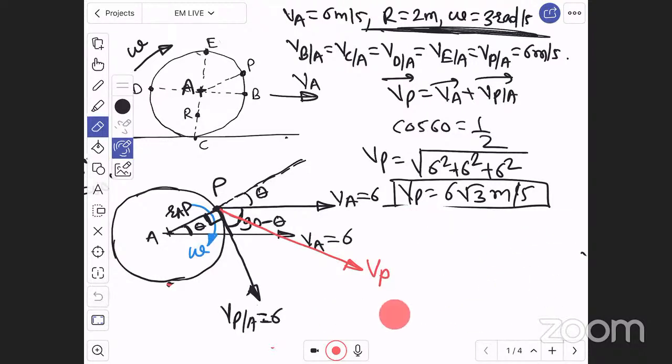कोई डाउट होगा तो इमीडिएट पूछो. If any doubt, ask me immediately.